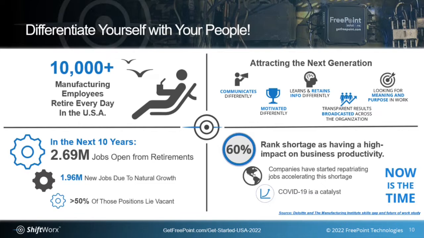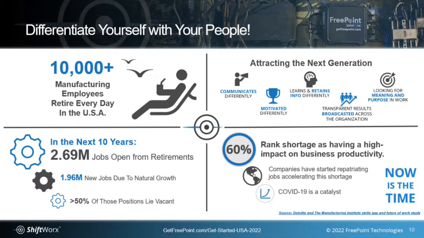And the younger people do not want to communicate with pencils and checklists and clipboards. And the younger people don't want to be told how they did at the end of the month. Younger people want to be communicated with differently, motivated differently, which really makes an MES system that focuses not just on equipment, but on people very, very important.